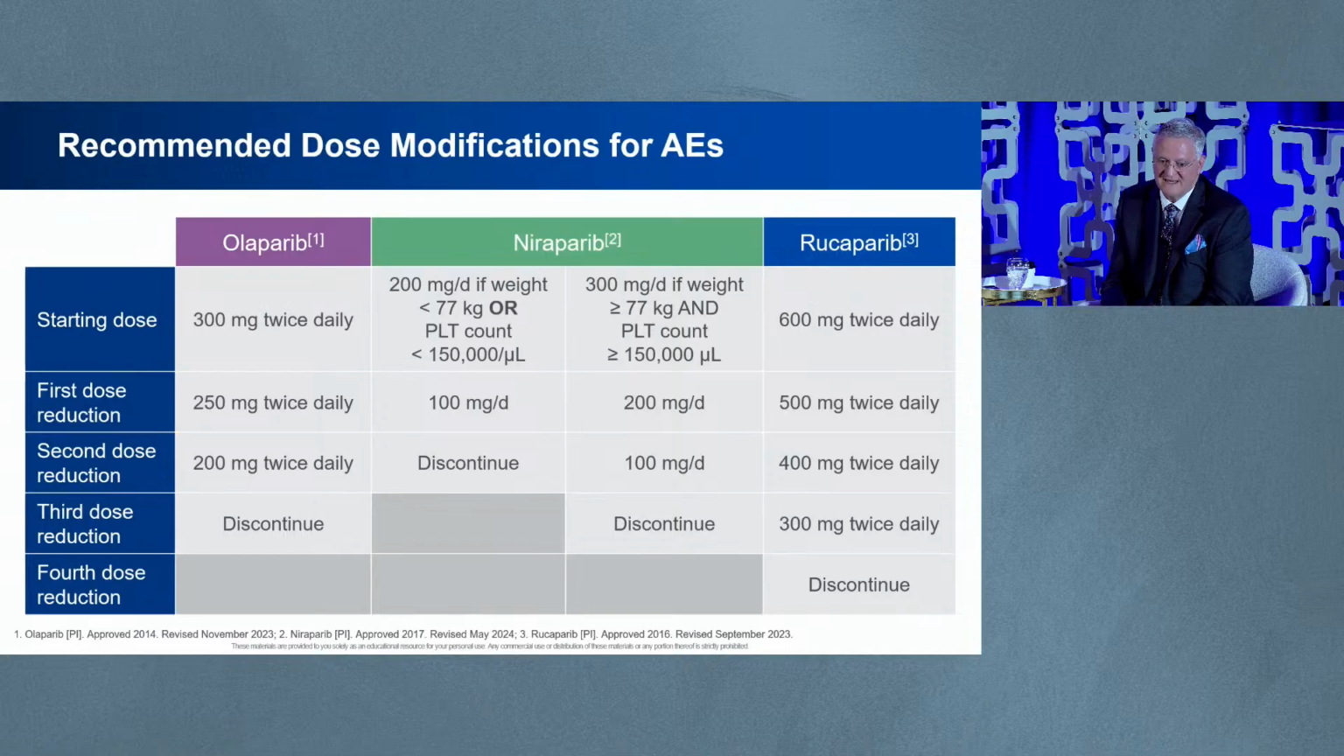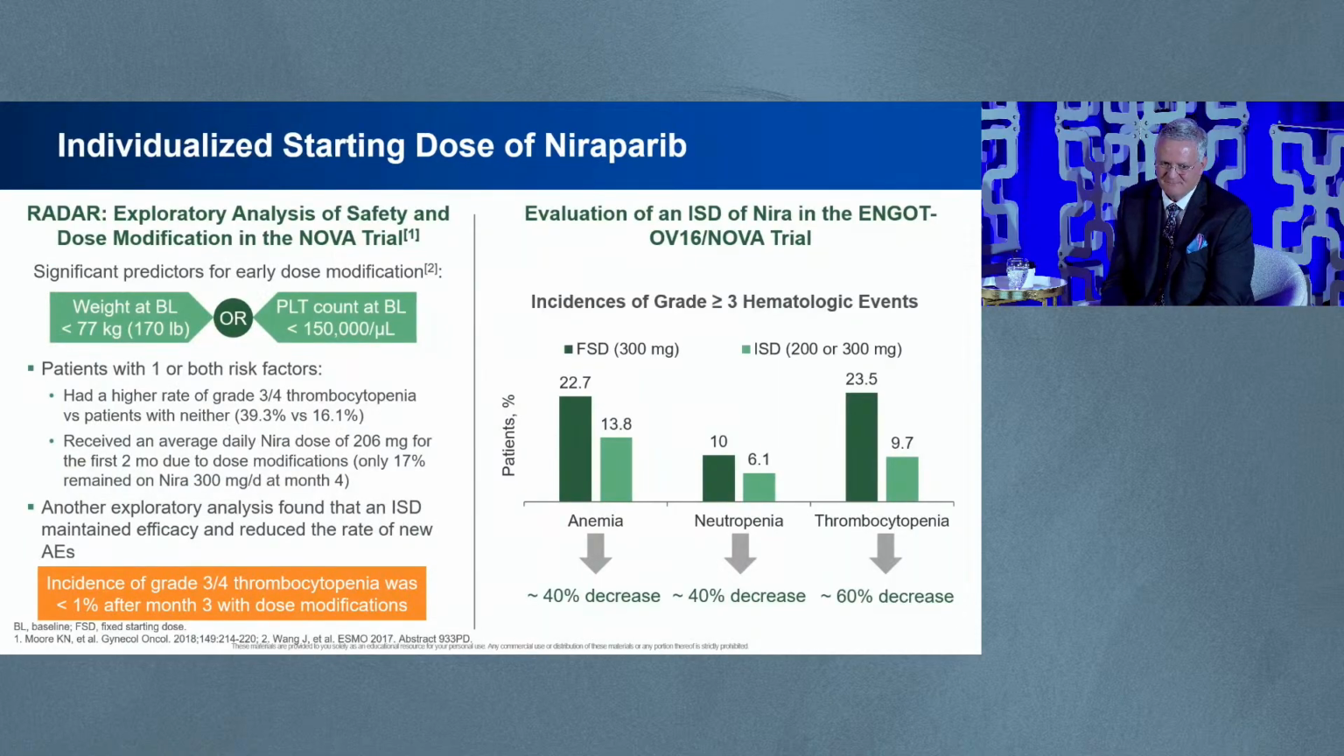And so there's very little data on using less than 200 milligrams of olaparib. Reducing from 300 to 250 to 200 is the normal thing. And then niraparib changed in terms of how it was used, and many people use 200 milligrams as the starting dose. You can easily go down to 100. Rucaparib's now not available. The RADAR analysis of what we call weights and plates, weight less than 77 kilograms, platelets less than 150,000 per microliter, really did change things.